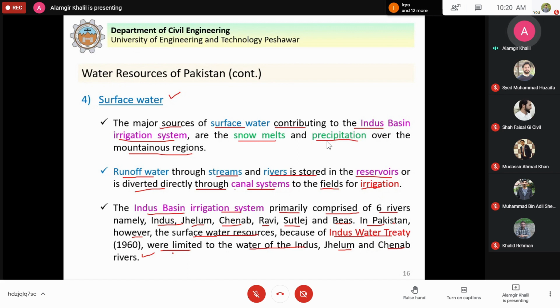As you might have studied, there are primarily 6 rivers in the Indus Basin irrigation system: Indus River, Jhelum, Chenab, Ravi, Beas and Sutlej. But after 1960, because of the Indus Water Treaty between India and Pakistan, Pakistan has full control only on the 3 western rivers, that is the Indus River, Jhelum River and the Chenab River. So we are utilizing the water of these 3 rivers.